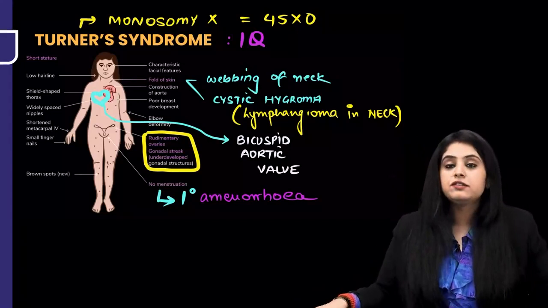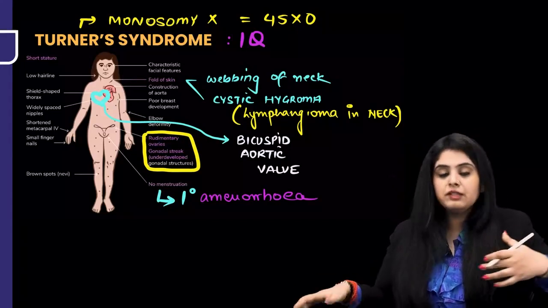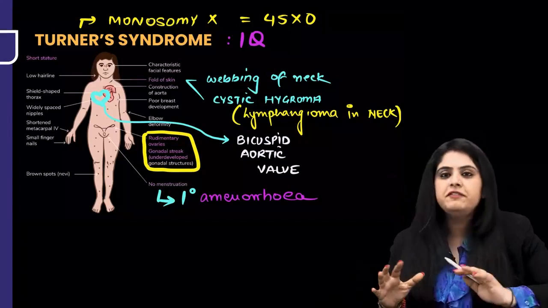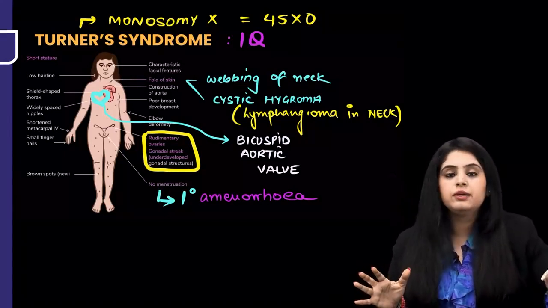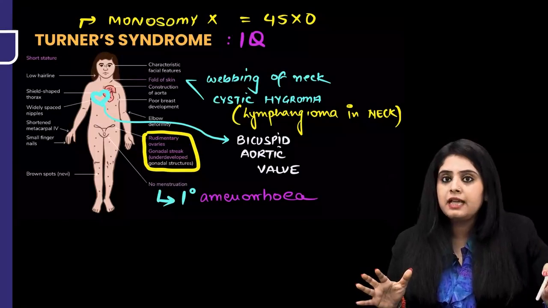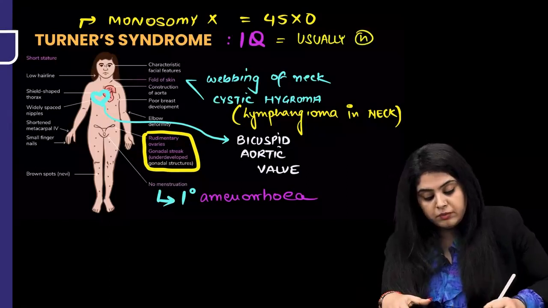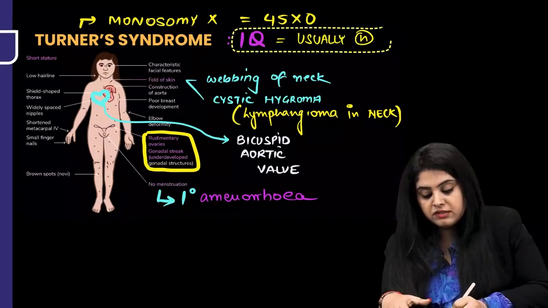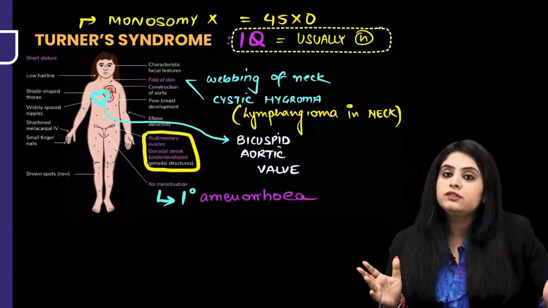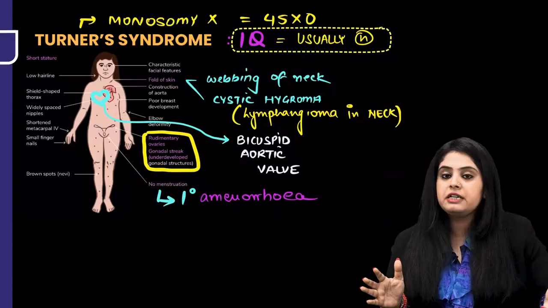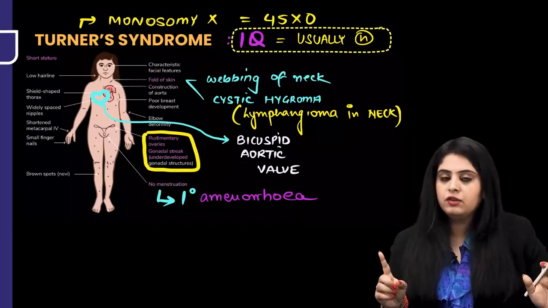Before I end the story of Turner's, I just want to tell you some common points from what we've done up till now. I told you that everywhere there was mental retardation: Down's, Patau, Edward, Klinefelter. This is the only place where IQ is usually normal. Usually normal means in Turner's the IQ of the patient is normal. That is one summary I wanted to tell you. Everywhere mental retardation, in Turner's it is normal.